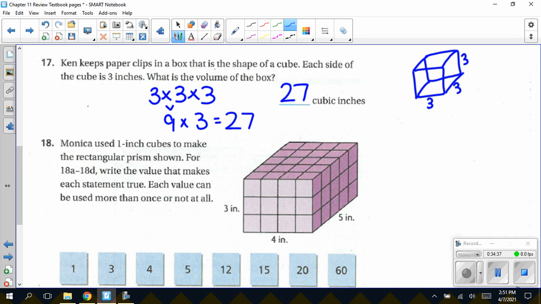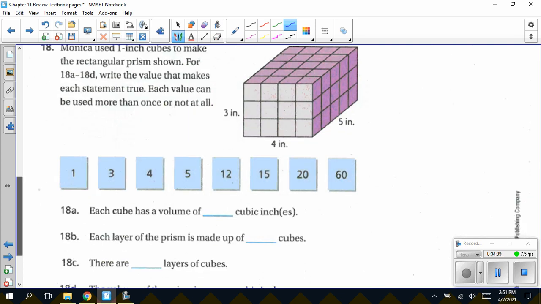Now going down to question number 18, this is the last question that we will have. And in this question it says Monica used 1-inch cubes to make the rectangular prism shown. For A through D, write the value that makes each statement true. Each value can be used more than once or not at all. So for A, it says each cube has a volume of blank cubic inches. So we're just talking about one cube.